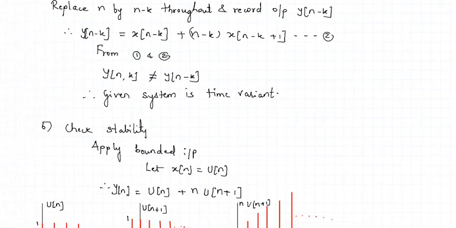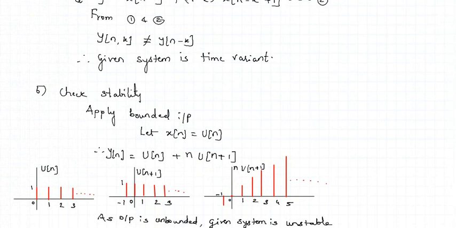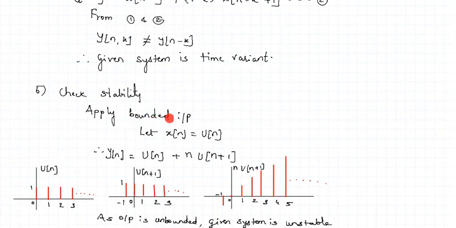Now we check the last system property, which is stability. For stability, we need to apply a bounded input to the system. So let us start by applying a bounded input. We'll replace the input by a bounded signal, the unit step signal u of n. With this, the system representation becomes y of n is equal to u of n plus n times u of n plus 1. Wherever there is input in the system representation, we have replaced x of n by u of n.